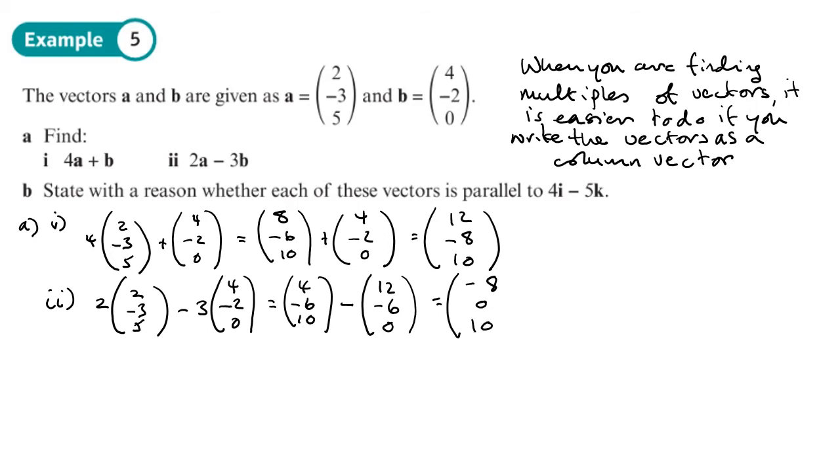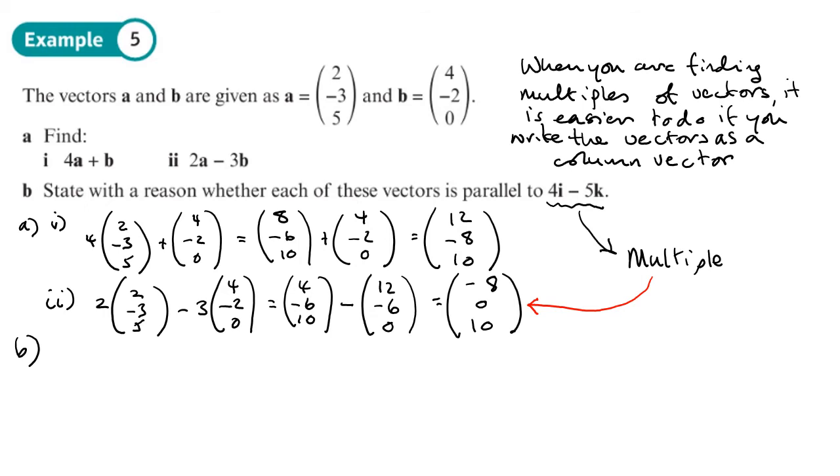10 minus 0, 10. Part B, state with a reason whether each of these vectors is parallel to 4i minus 5k. So it basically needs to be any multiple of that is parallel to it. Now, do I have any vectors which are parallel to it? Yes, I do. This one, okay, because if I take, God, that's the worst arrow ever. Let's try again. There we go.